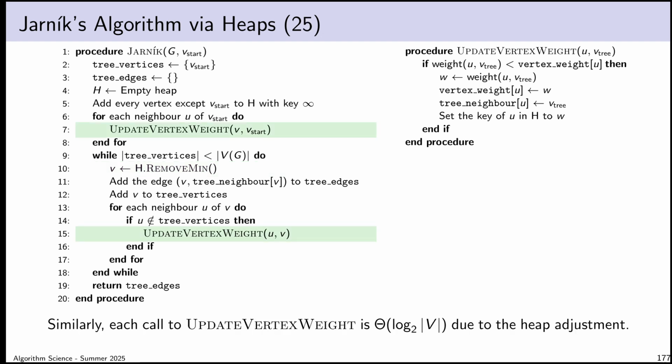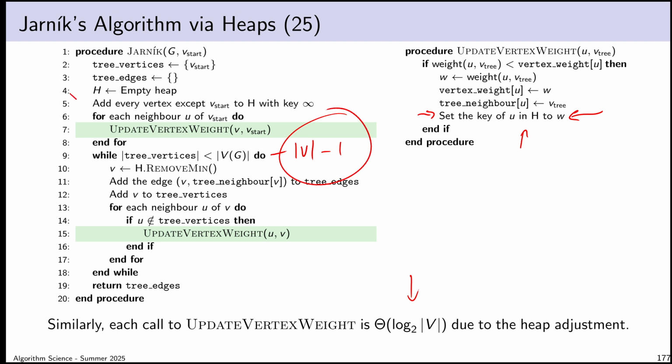Each call to update vertex weight, because of this, everything other than this line here is constant. Each call, if it needs to do an adjustment, in the worst case requires log of the number of vertices time. And so the question now is, what is the total running time? We know that the loop here runs for this number of iterations, size of v minus 1.